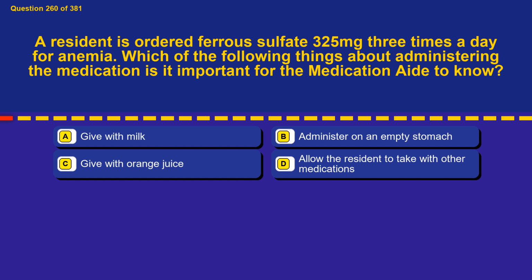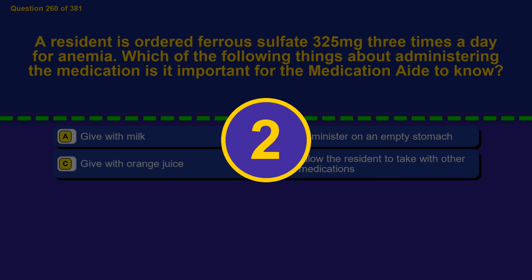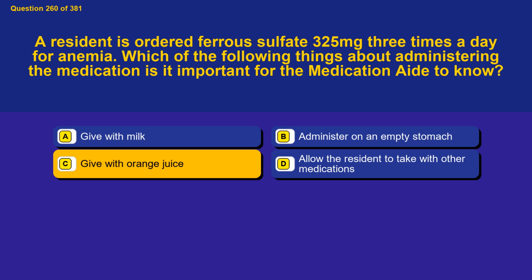Question 260. A resident is ordered ferrous sulfate 325 mg 3 times a day for anemia. Which of the following things about administering the medication is it important for the medication aid to know? Option A, give with milk. Option B, administer on an empty stomach. Option C, give with orange juice. Option D, allow the resident to take with other medications. The correct answer is option C, give with orange juice.